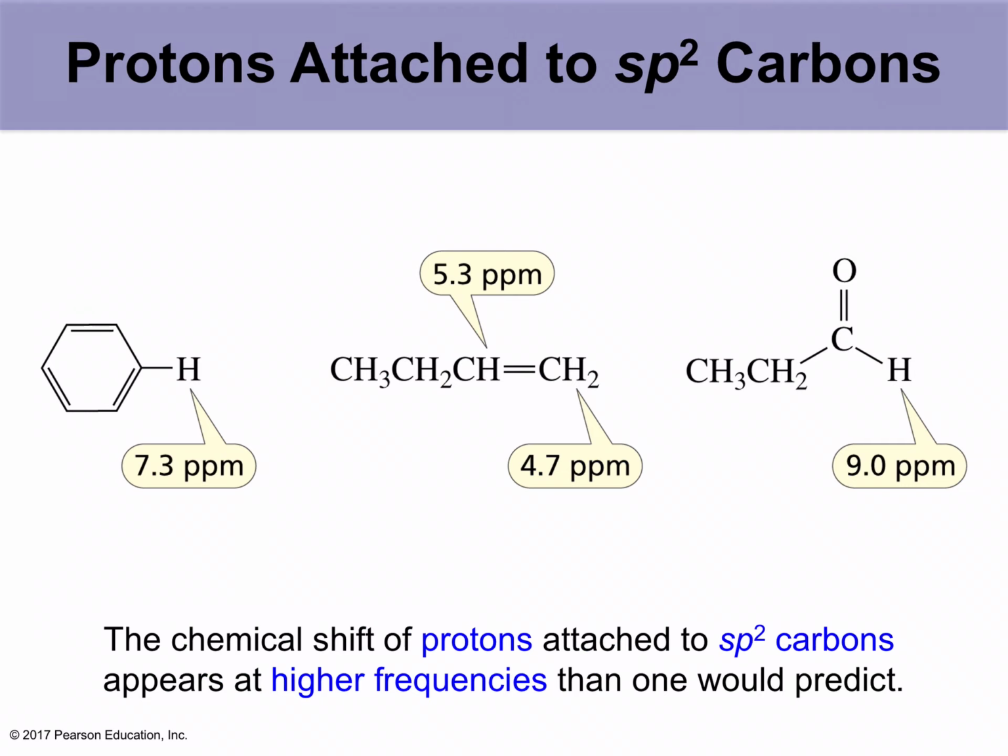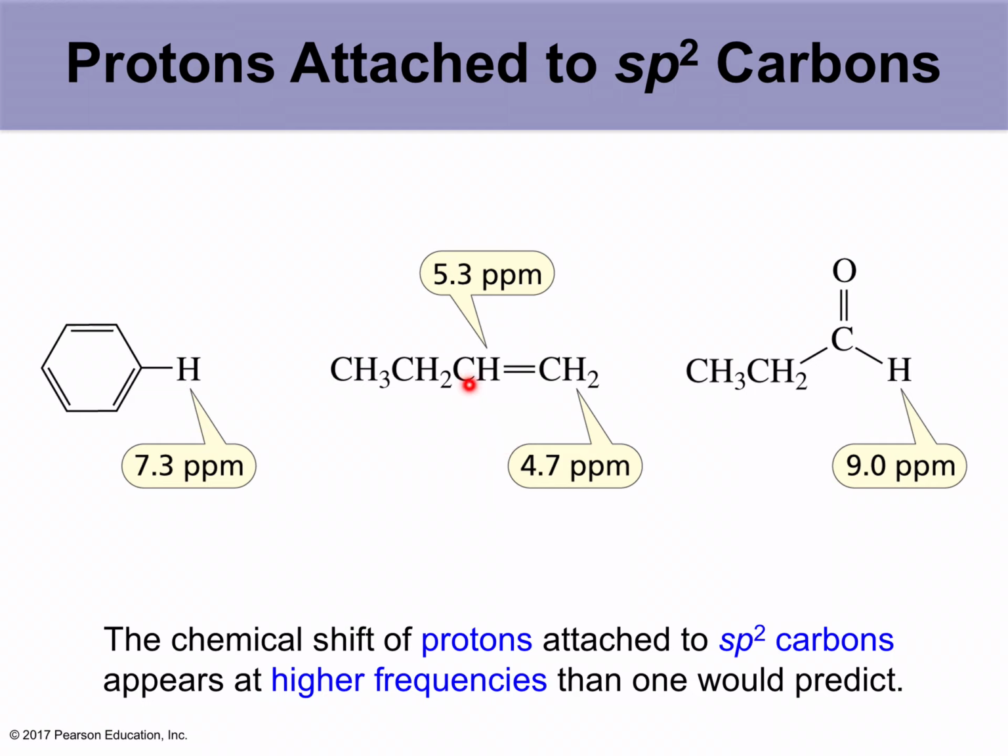Protons attached to sp2 carbons. An sp2 carbon basically has a double bond. Now this is benzene, right? This hydrogen is connected to a carbon that has a double bond, and it is a benzene ring, and they appear at 7.3 ppm. And then these hydrogens and this hydrogen are attached to an sp2 carbon, so they range from 4.7 to 5.3, like that.